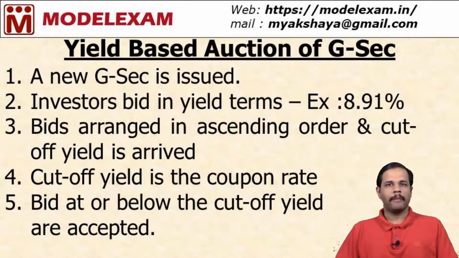So in yield based auction, the bids are arranged in ascending order of yields and we will decide the cutoff yield. Bids at or below the cutoff yield are accepted. We will see with an example, then you will understand clearly.